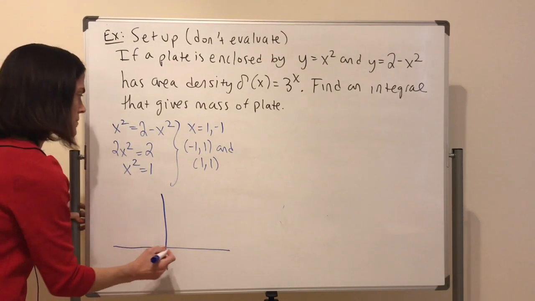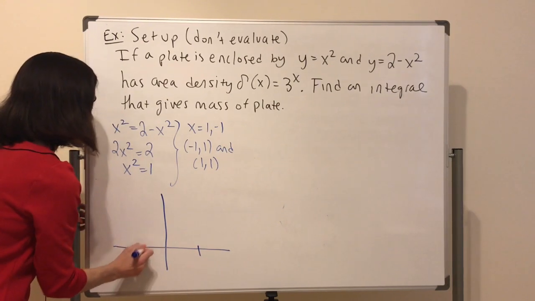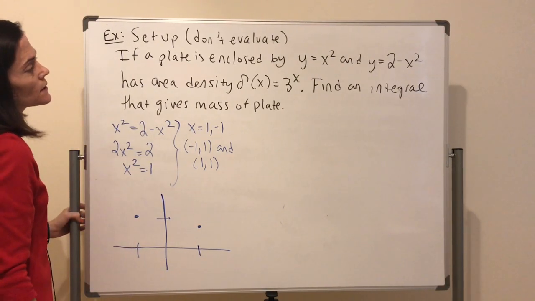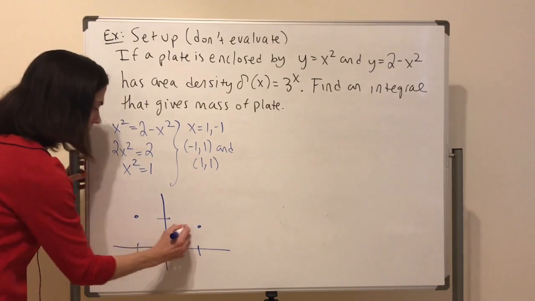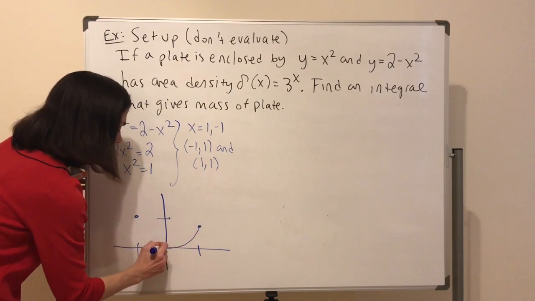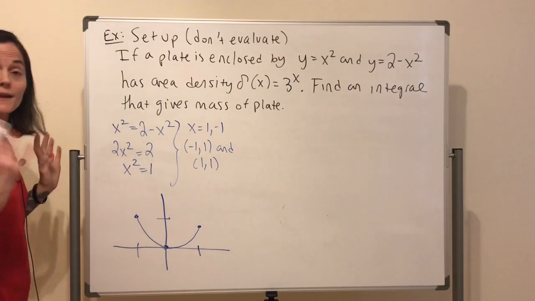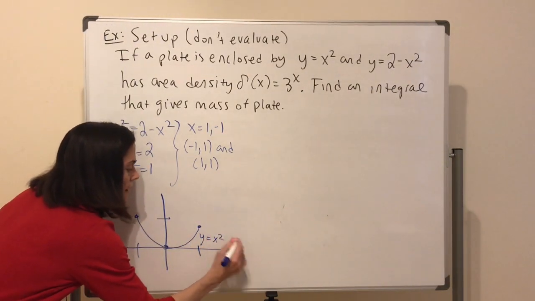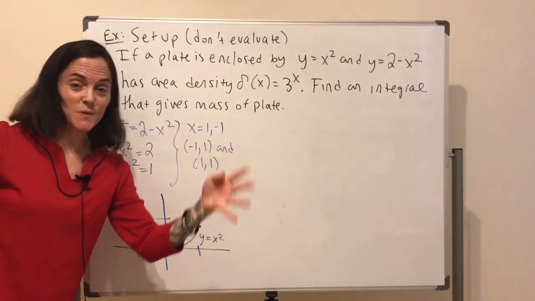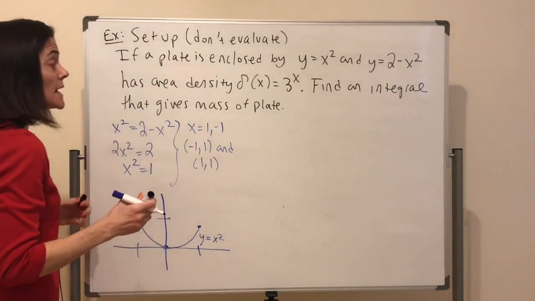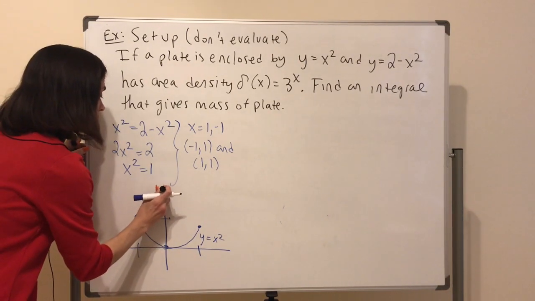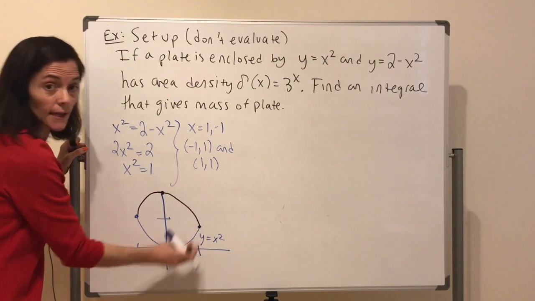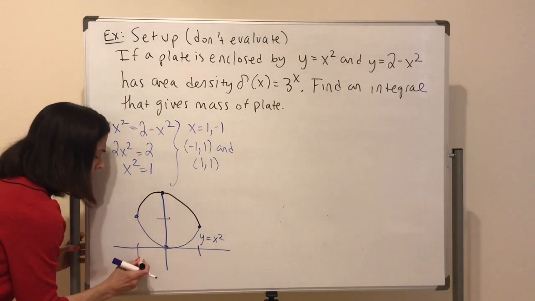Here, and they intersect at here, here, here, here, and here. Okay? And then one of them is x squared. That's pretty easy to draw. It's going to be concave up, go through the origin, more or less. One of them is 2 minus x squared. So this is x squared. Then we have 2 minus x squared, which will be concave down. It'll go through the point 0, 2, and then it's going to come down like this. So I have a plate here in this region. Okay, and this is minus 1, and this is 1.